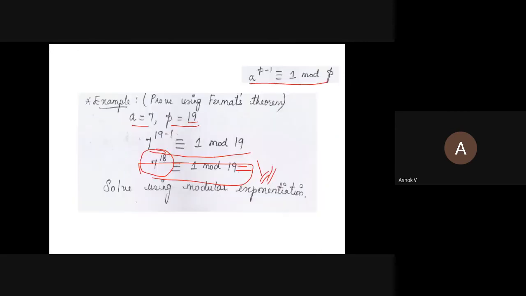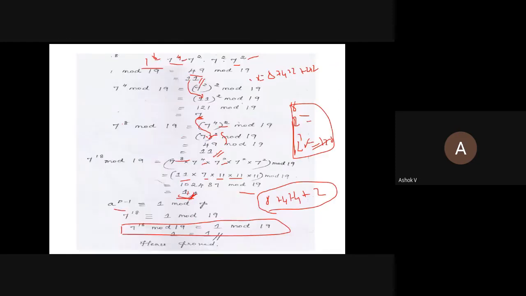Then when you take the modulo, you can get the value 1. When you get the 1, we have proved that 7 power 18 mod 19 will always give the result as 1. This is just proving Fermat's theorem. Okay, next one.